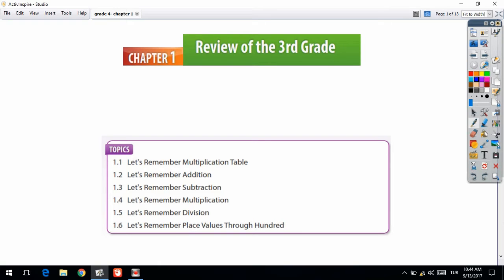Hi everybody, today we are going to talk about chapter 1. Chapter 1 is review of the 3rd grade. As you remember from last year, we have learned many topics. These are multiplication table, addition, subtraction, multiplication, division and place values through 100. In this chapter we are going to remember them. Okay, now let's see the next page.